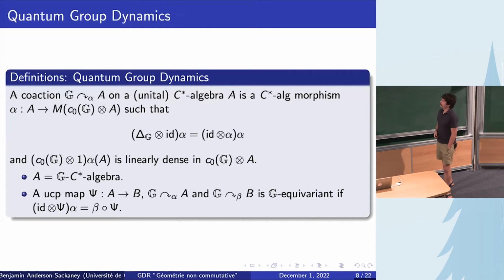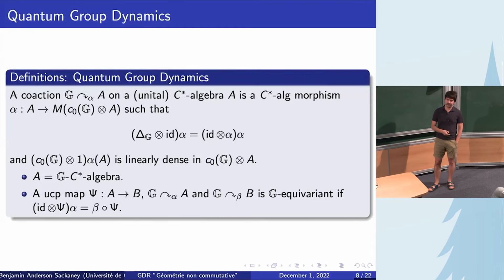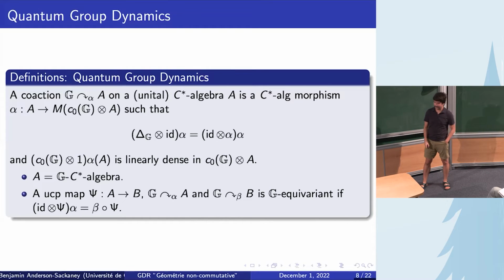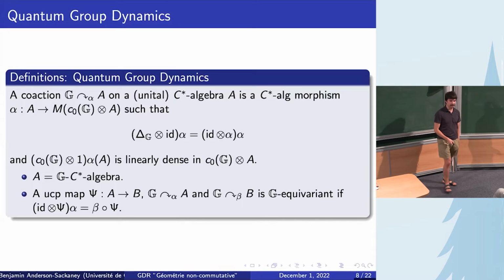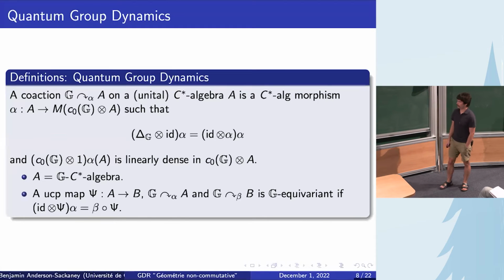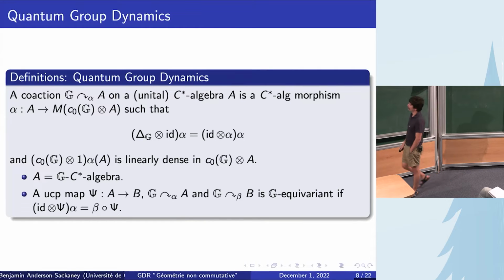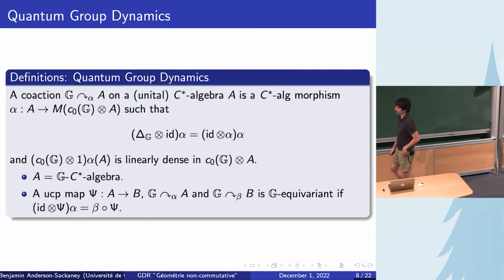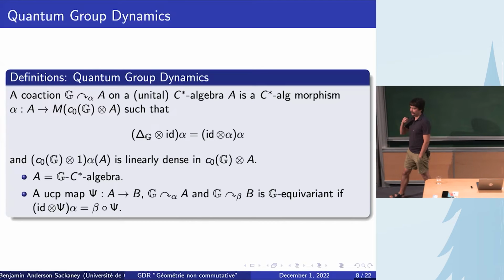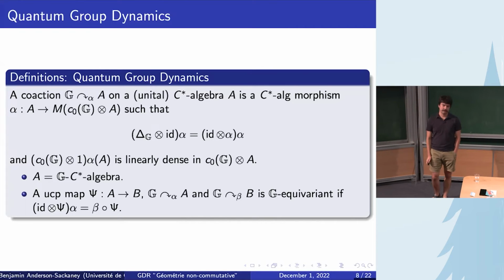All right, so then such a C-star algebra, we will call it a G C-star algebra. And we also equip this category of G C-star algebras with G-equivariant maps, so G-equivariant UCP maps. And we say it's G-equivariant if the map respects the coactions in the natural way. Okay, so we get this quantum analog of group dynamics for discrete quantum groups.